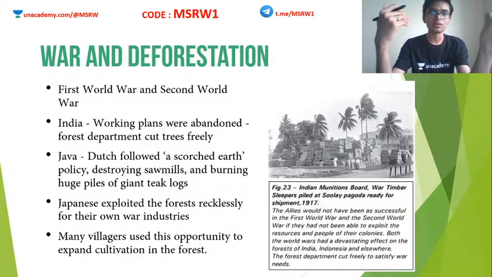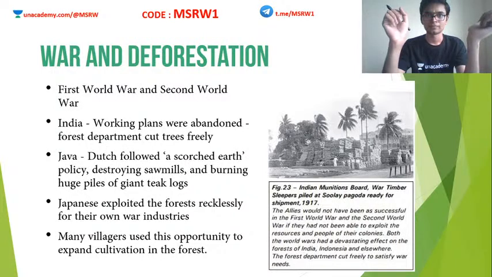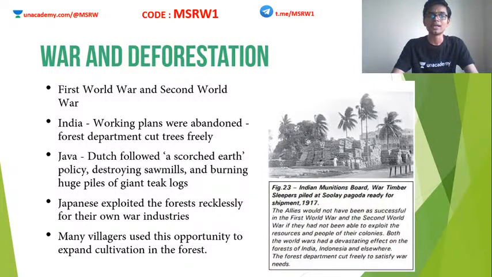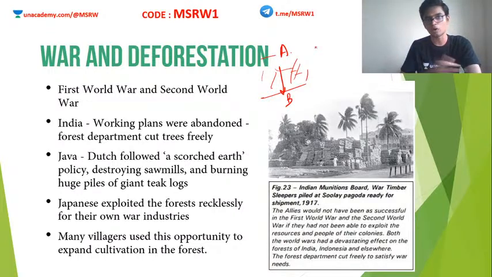Similarly, in Java also, the Dutch followed a scorched earth policy. What is this scorched earth policy? According to this policy, when an army retreats from one point to another point, they will destroy everything that is on the way. Suppose an army is retreating from A to B, then everything between A and B will be destroyed. If there are farmlands, they will be burned. If there are forests, they will be cut down, etc.